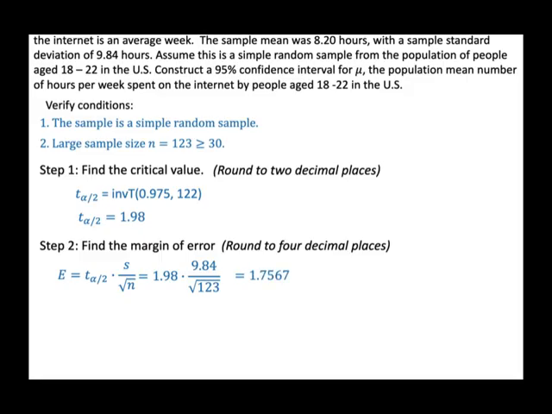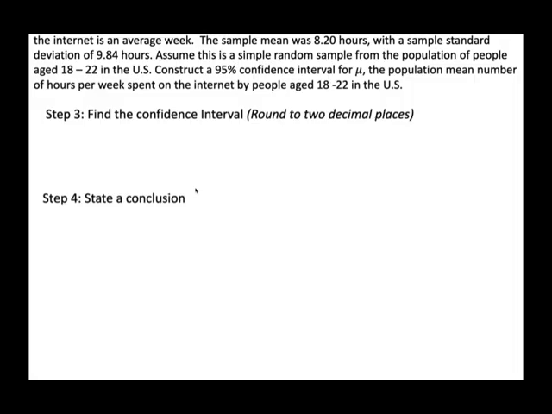Okay, you're gonna get 1.7567. Find the confidence interval. So we do have the sample mean, which is gonna be 8.2 hours, plus minus the margin of error. Okay, we have the margin of error, get it from step 2. Okay, you're gonna get 6.44 to 9.96.